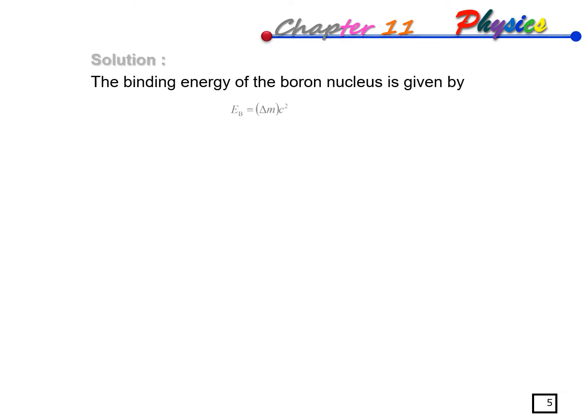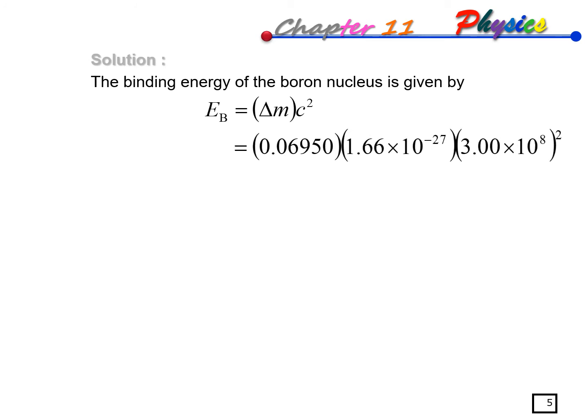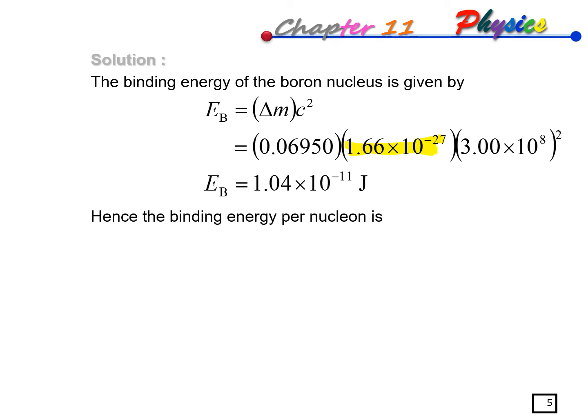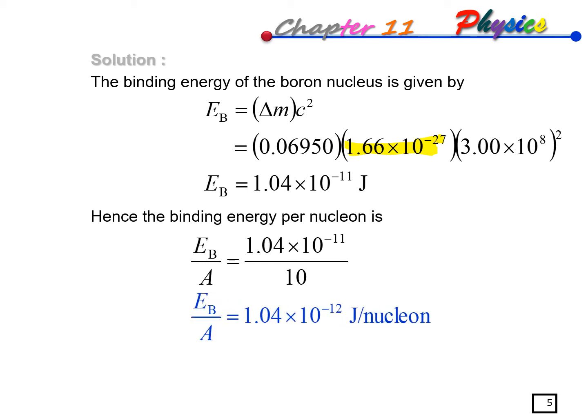So for the binding energy, we just apply Δmc² to calculate the binding energy. Here we use a conversion to convert into kg, so the final answer will be in joules. For the binding energy per nucleon, we just divide by the nucleon number, which will be 10. So this will be the final answer, the binding energy per nucleon.